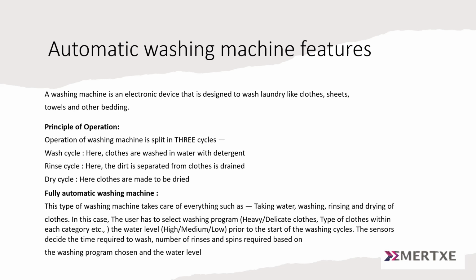In this case the user has to select the washing program, heavy, delicate, and so on, according to the type of cloth, along with the wash level prior to the start of the washing cycles. The sensor determines the time required to wash and rinse based on the washing program and the chosen water level. Now we are going to demo our project.